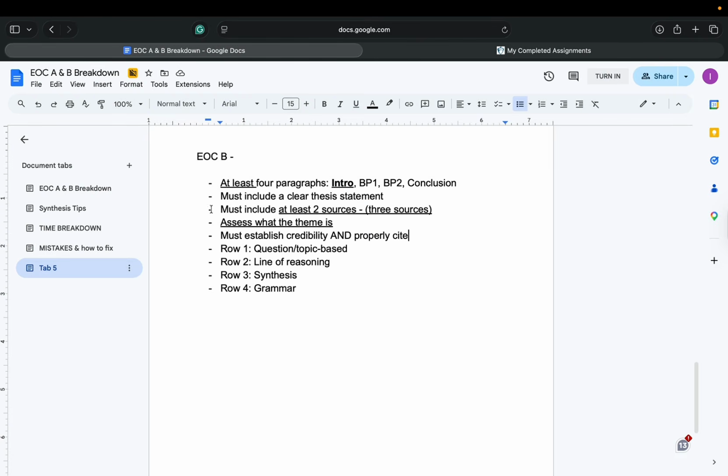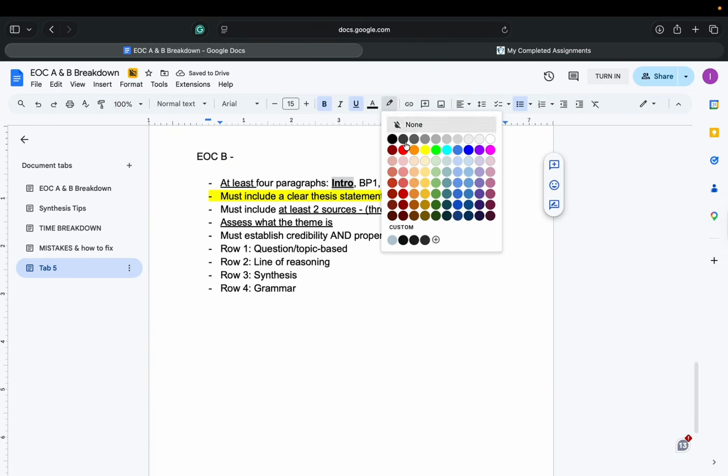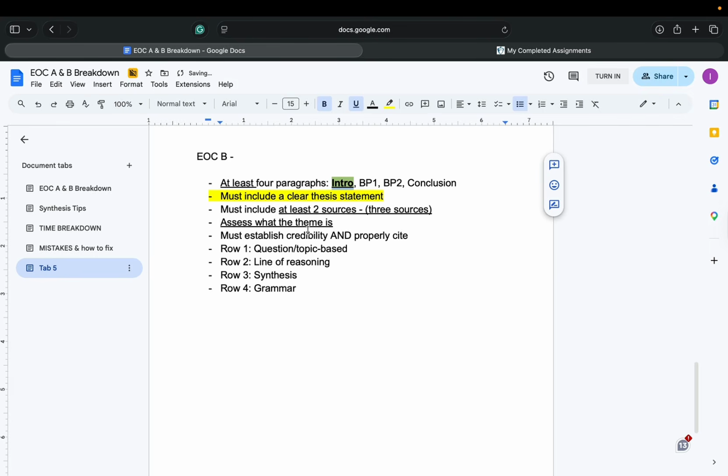Let's focus on EOCB now. This will be a bit shorter because EOCB is a lot more independent and not strategy based, but there's still some things to go over. For EOCB, you need at least 4 paragraphs, consisting of your intro, your 2 body paragraphs, and your conclusion. Something major that you must have in your essay is a clear thesis statement. It goes at the end of your intro, and it's basically your central argument, and it shows the reader what you'll focus on throughout your essay.